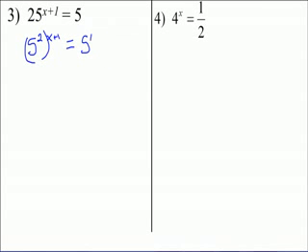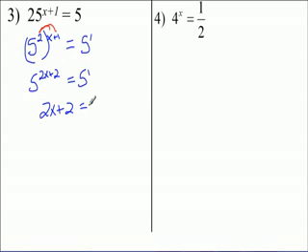Now again, we have a power raised to a power, and the key here is you're going to have to remember to distribute that 2. So in the next step, we're going to have 5 to the power of 2x plus 2 equals 5 to the power of 1. Now the bases are the same, they can cancel, and I set my exponents equal to each other to get 2x plus 2 equals 1. And then I proceed to solve for x.